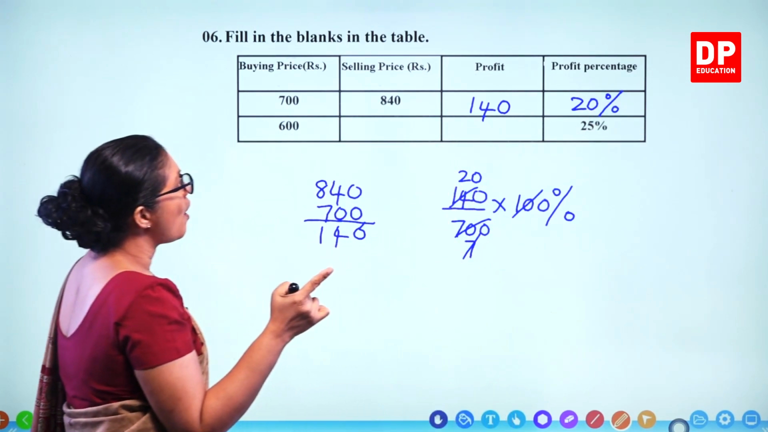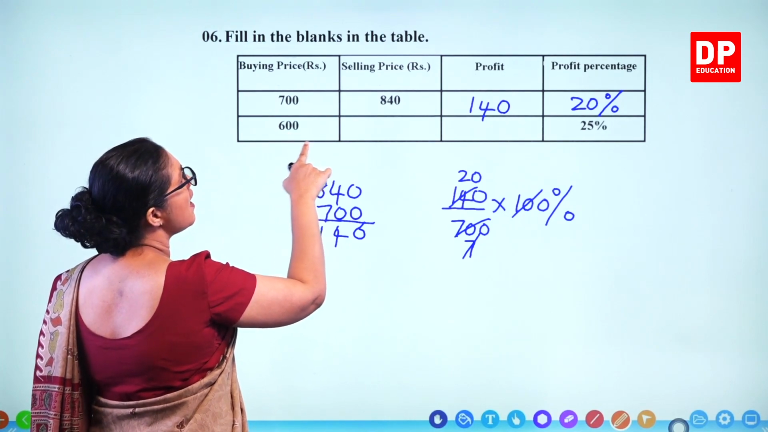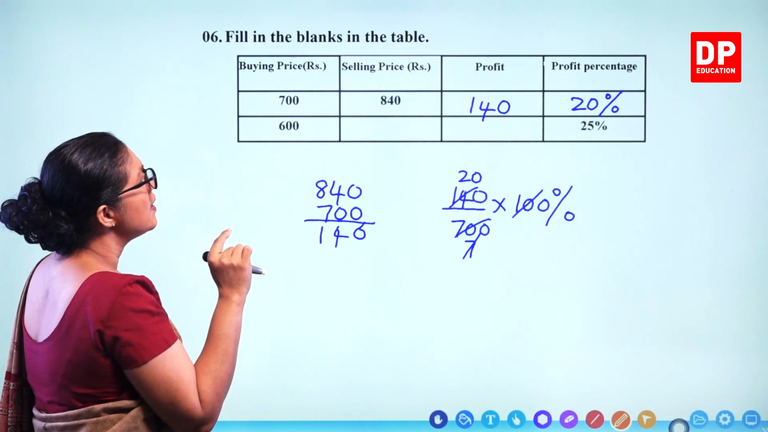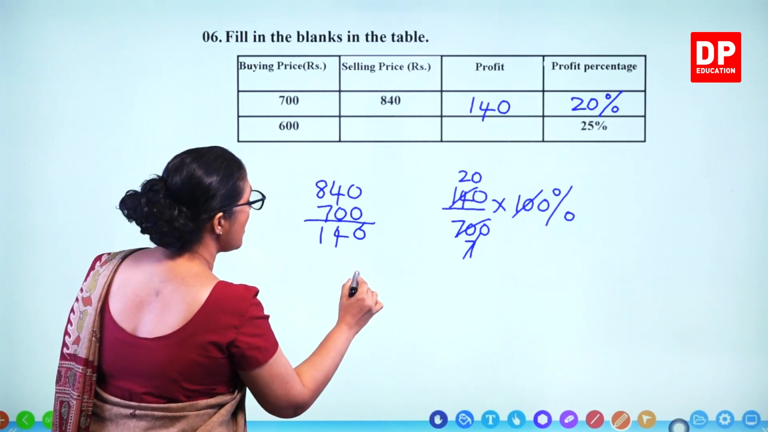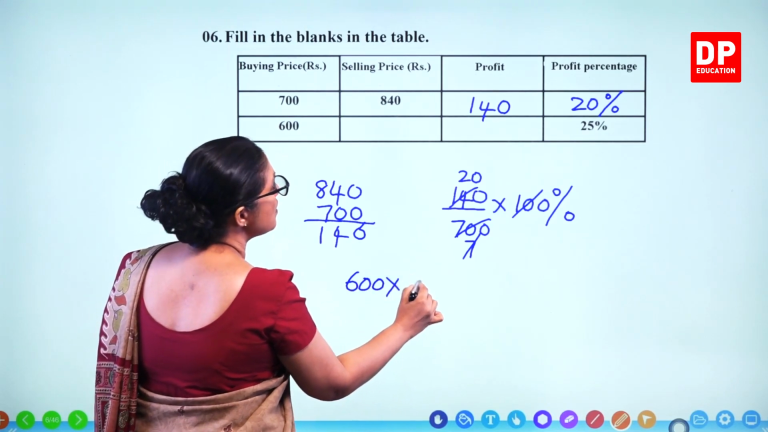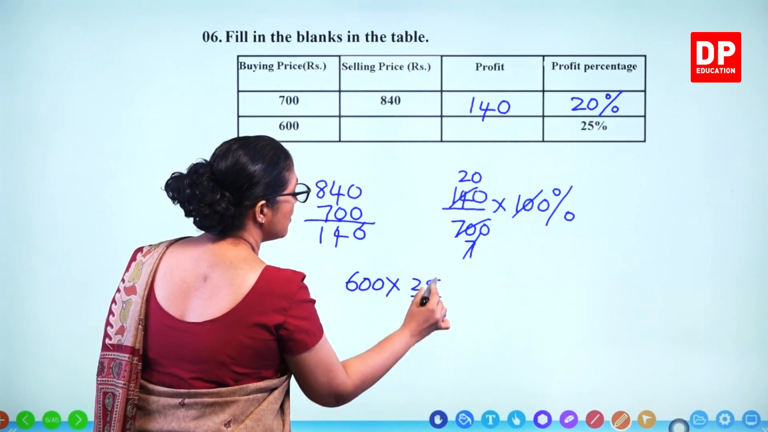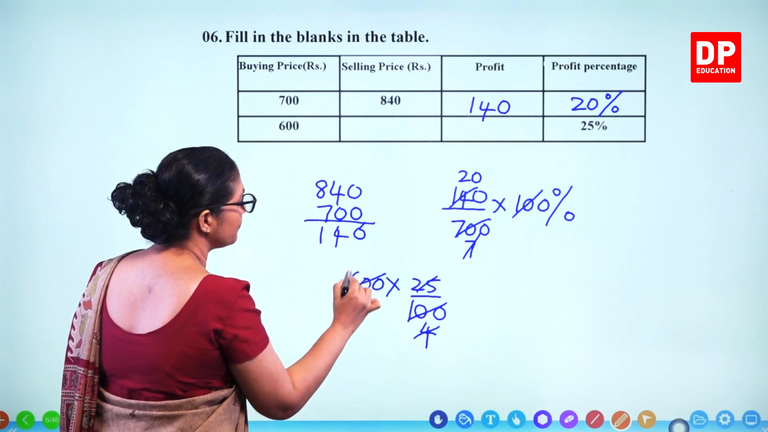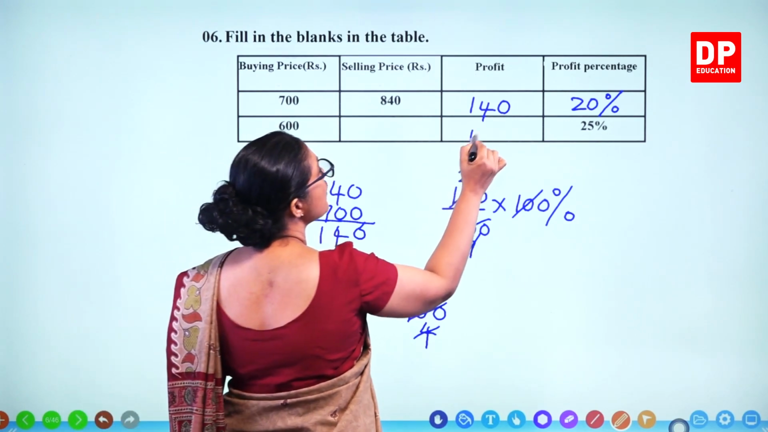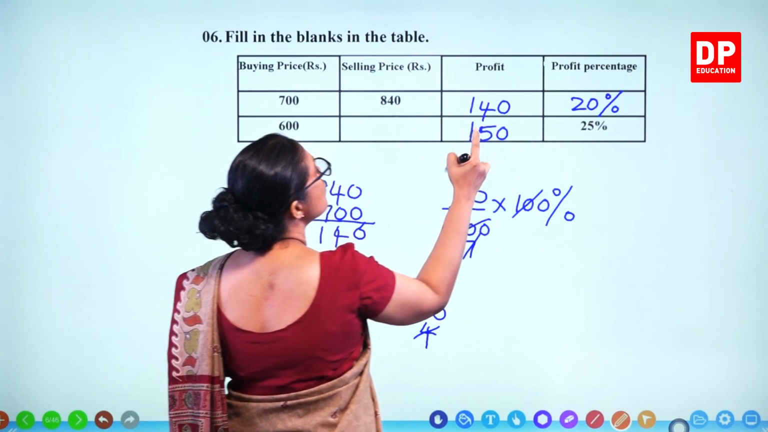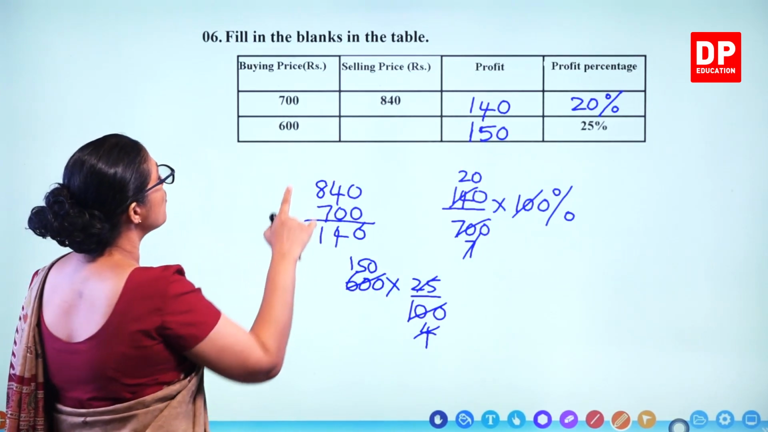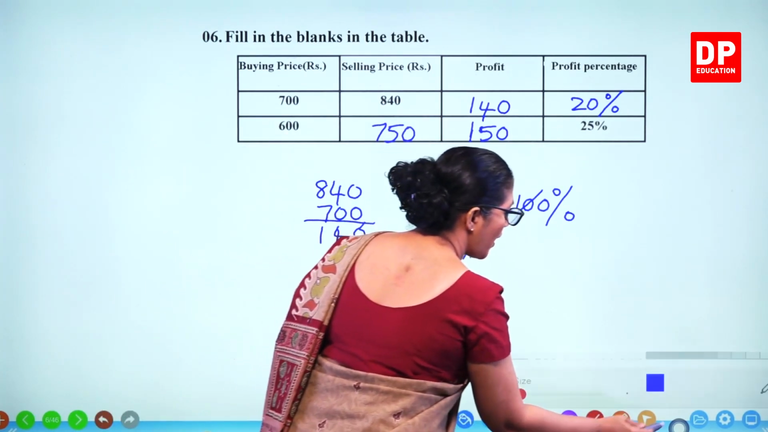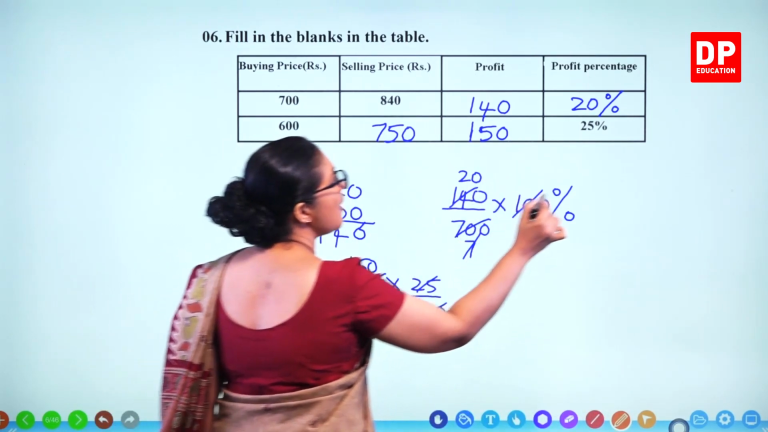Now we have to do the other way around. So the buying price is there, you get 25% profit. So you can find out the profit value. So 600 into 25%. So that's 4 times. So 600 divided by 4, 150. So profit is 150. So selling price is, you add that amount to the buying price, 750. So you get 2 marks for filling all these blanks correctly.